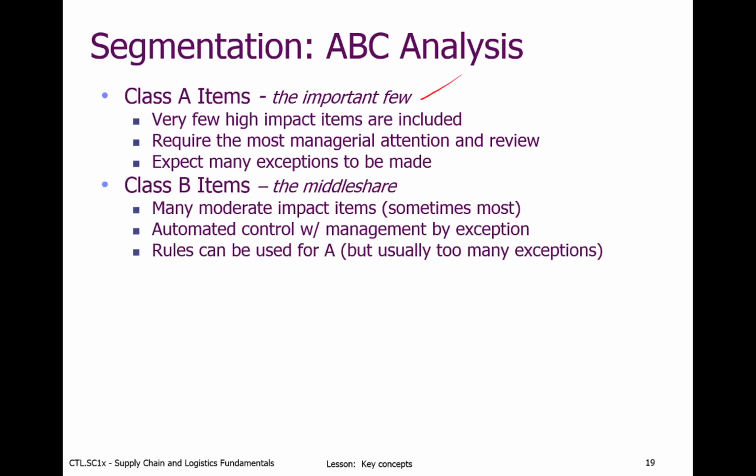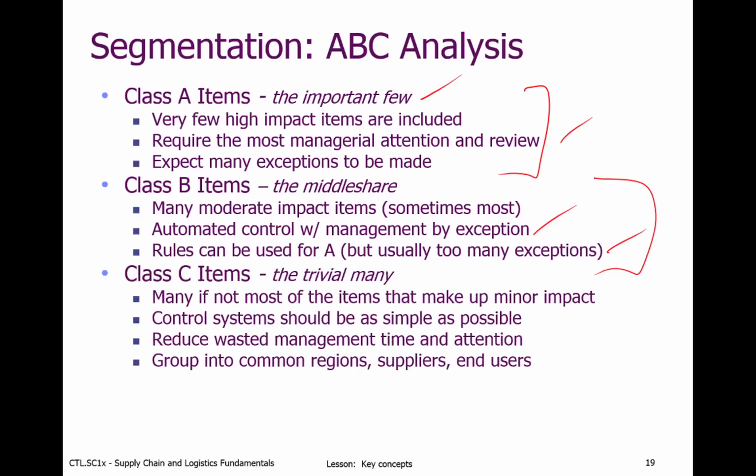Then you've got the B items. These are the ones in the middle. And we'll spend a lot of time on B items when we talk about inventory. These have moderate impact. The reason we spend time on them is that we'll talk about different ways we can automate the control, because we'll set up different policies that you can use. Now, the rules can also be used for A. So you develop these policies for B, and then you tweak them a little bit for A, for example. But the important thing is that A items are treated a little differently. They're the critical ones.